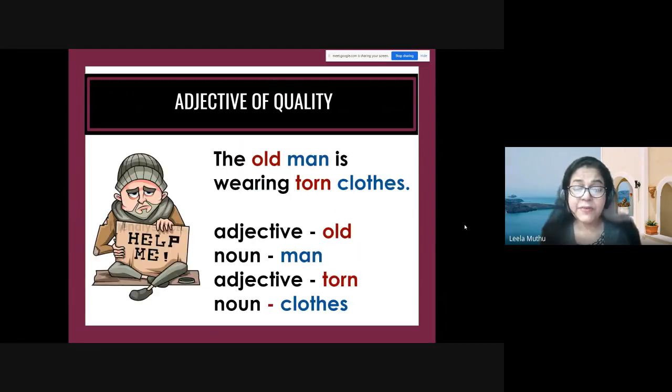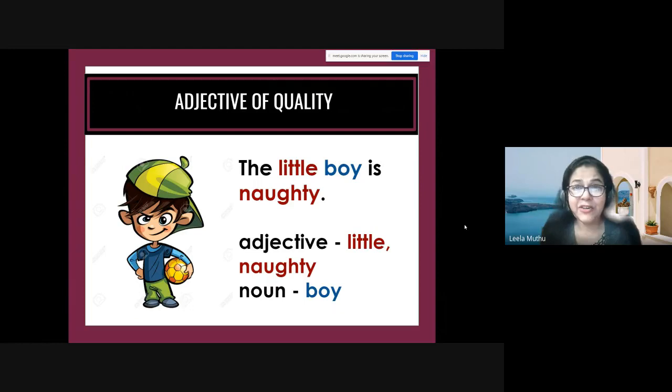The old man is wearing torn clothes. Adjective is old and torn. Old for the man and torn for the clothes. The little boy is naughty. Little and naughty is describing how the boy is.